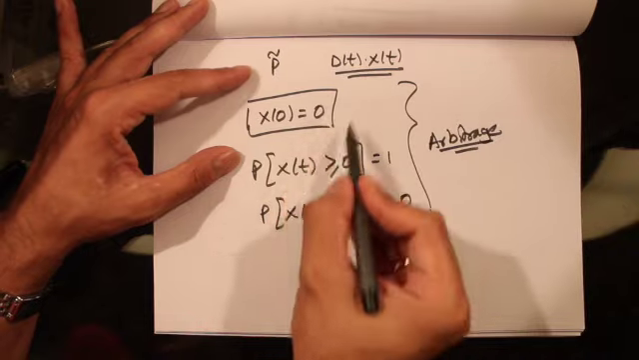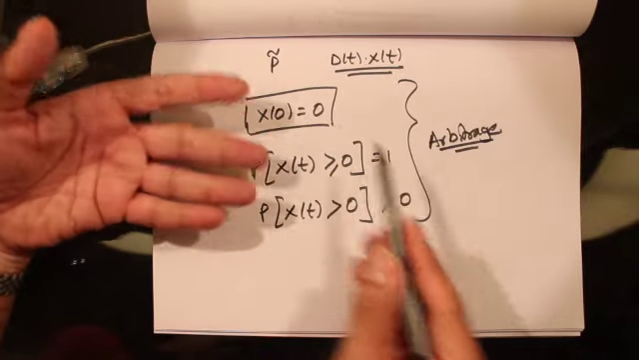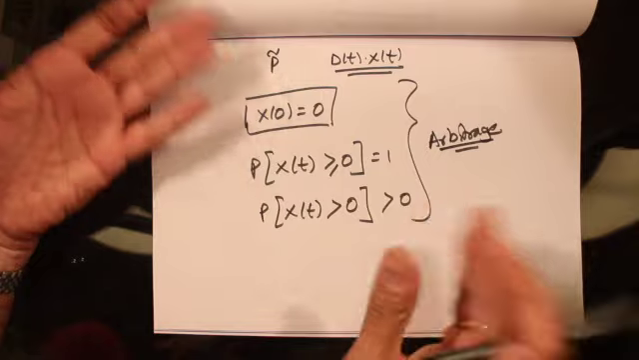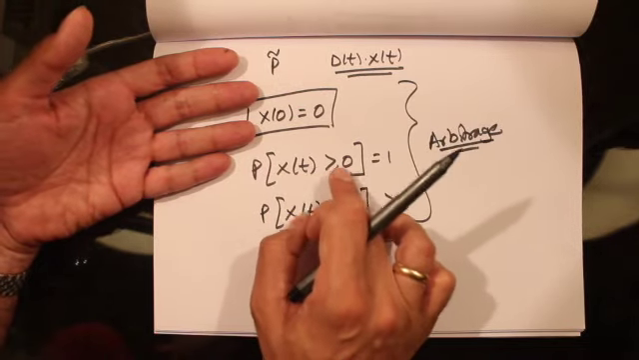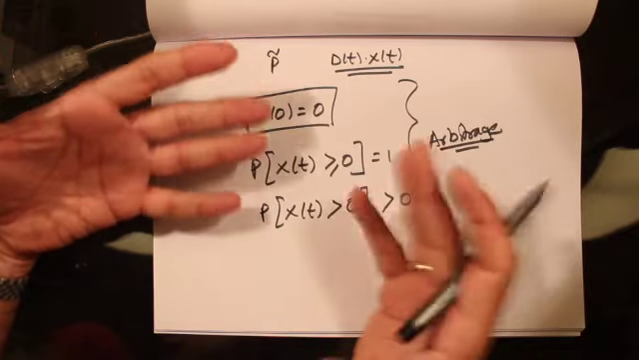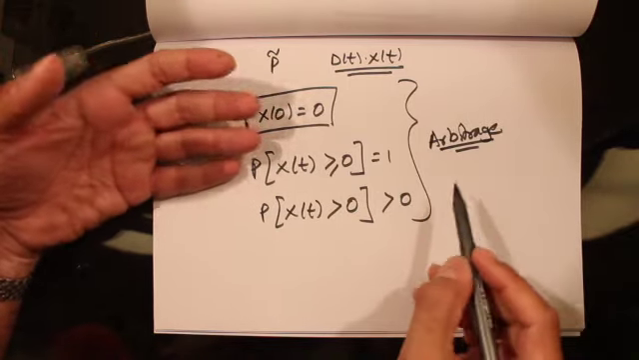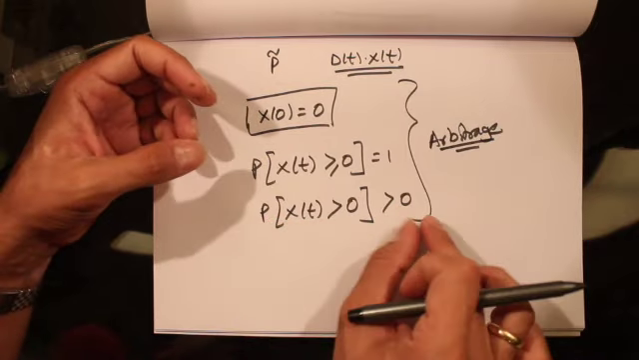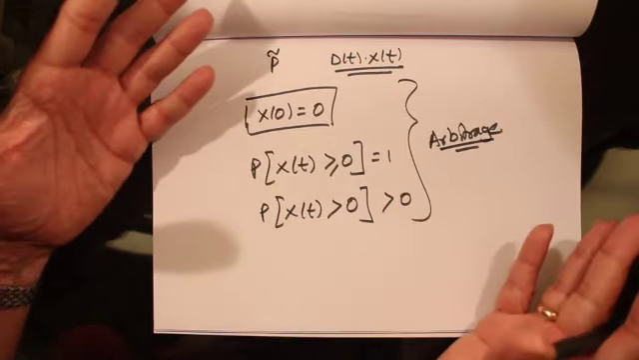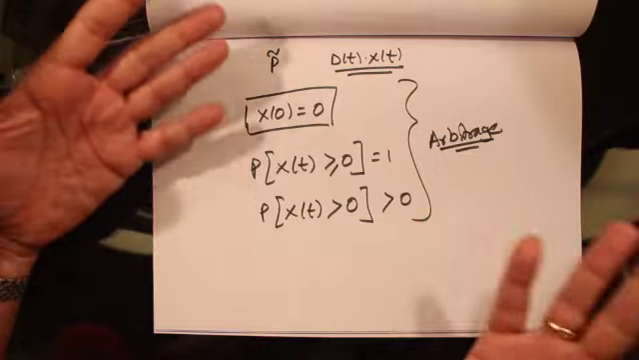Again, we have a strategy where we're starting with no money. We have absolutely zero probability of losing any money, so the probability that we are always greater than or equal to 0 is equal to 1. So we're never going into negative territory. And there is some probability that we are going to end up making some money. That is arbitrage.